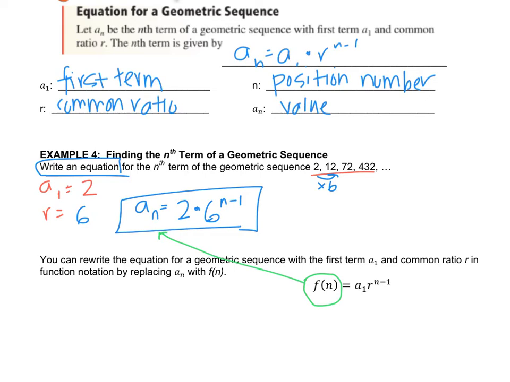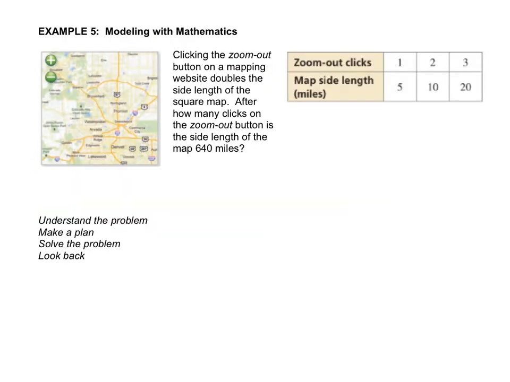All right, let's look at one more example. So this is probably something that we've all done on a computer, on a map. You either zoom in or you zoom out, and when you zoom in or out, it actually scales it at a particular ratio. So this says clicking the zoom out button on a mapping website doubles the side length of the square map. So that's an R value of 2. After how many clicks on the zoom out button is the side length of the map 640?